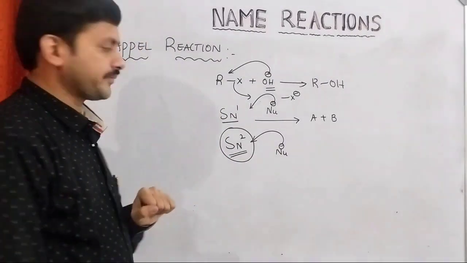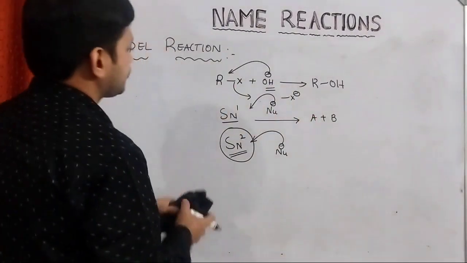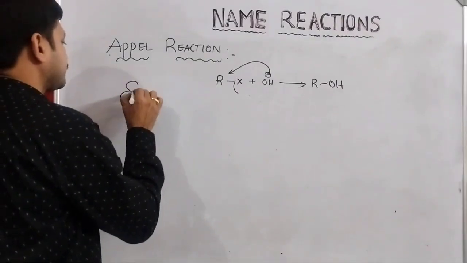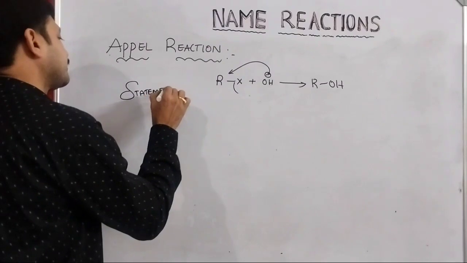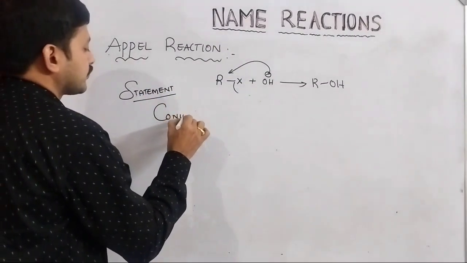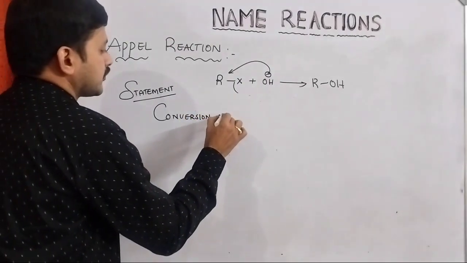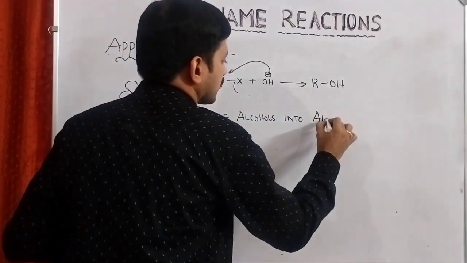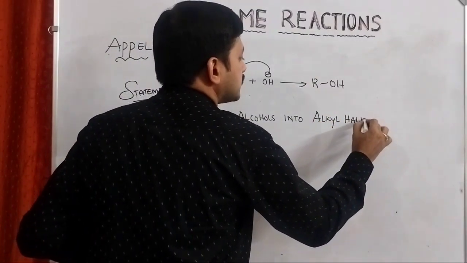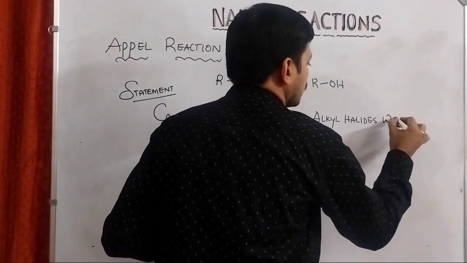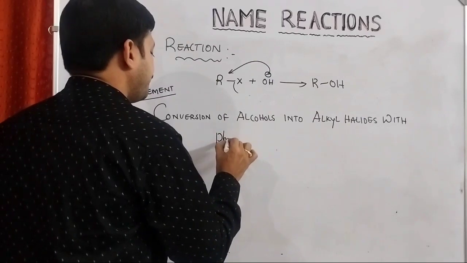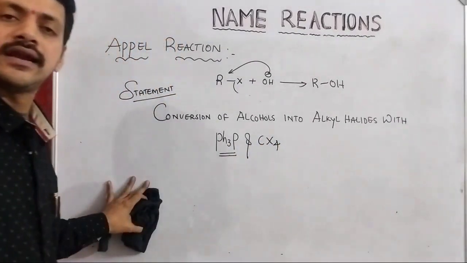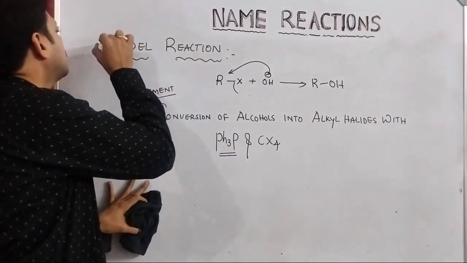If you see the statement, conversion of alcohols into alkyl halides with Ph3P, triphenylphosphine, and CX4, tetrahalomethane, is commonly called the Appel reaction.